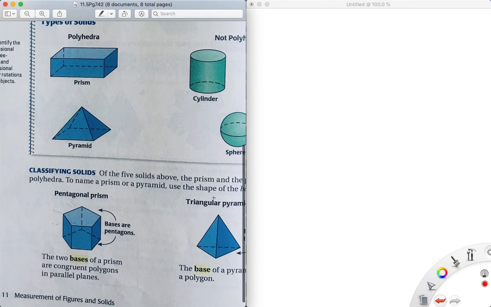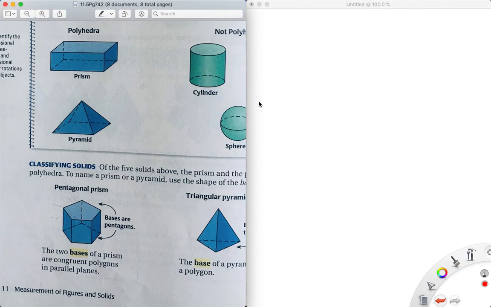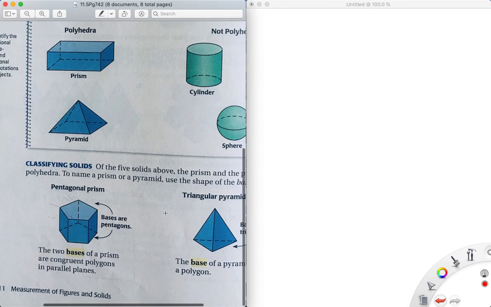When we have a prism, prisms have two bases, and their bases are always going to be identical. They're going to be congruent. They're going to be the same shape, and they're always going to be parallel. So if you look at this, we have a pentagon on the bottom and a pentagon on the top. They're opposites. They're parallel. They're never going to intersect, and they're always going to be identical. So prisms always have two bases.